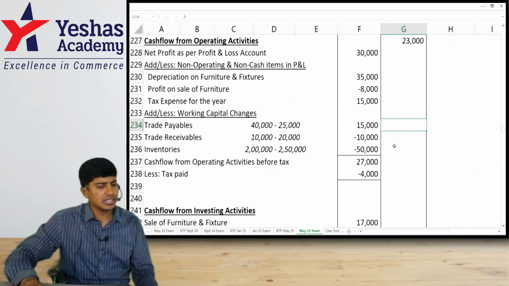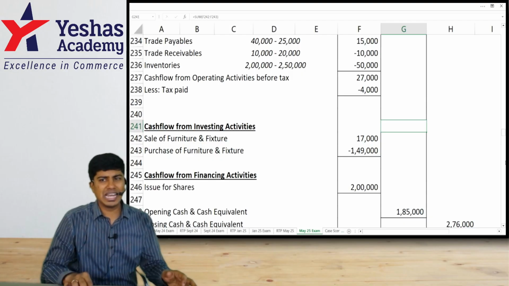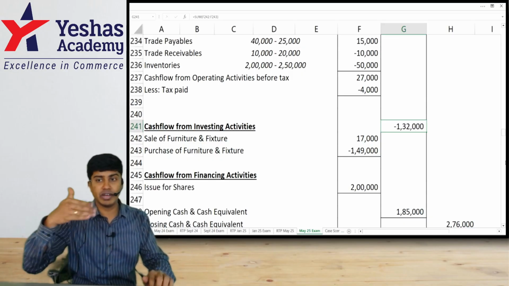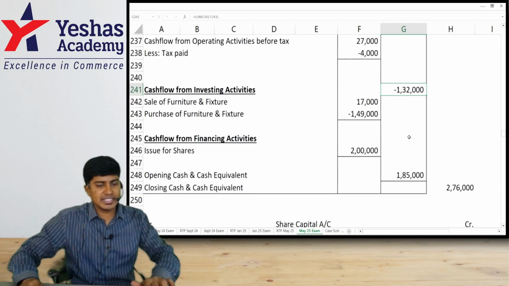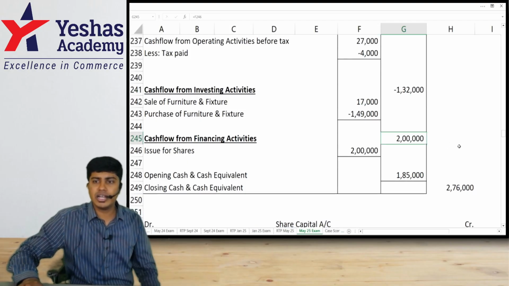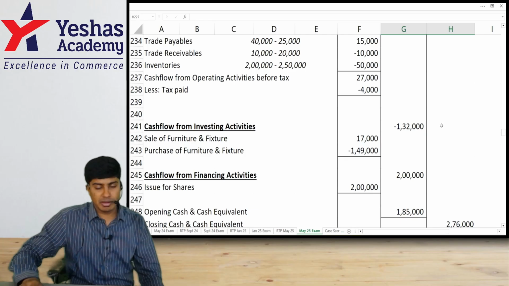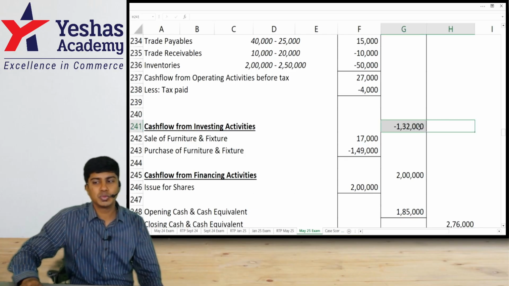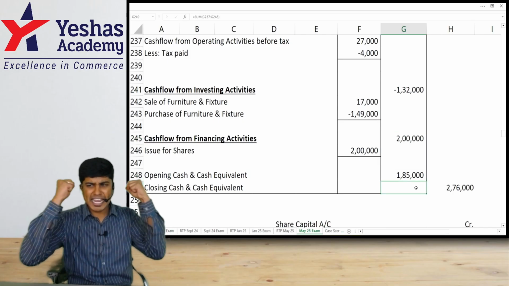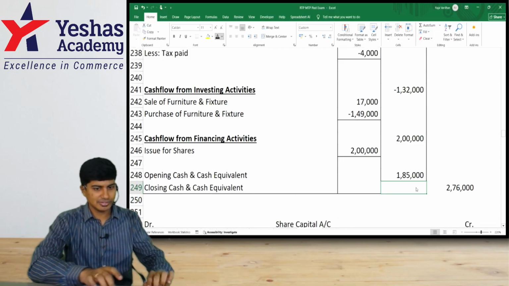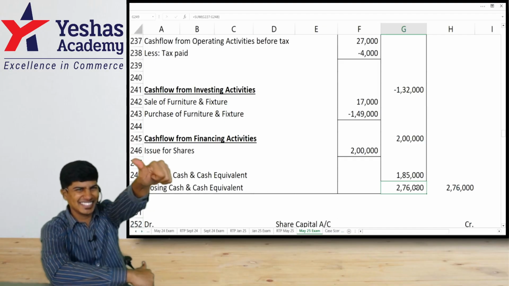Done with operating activities. Now see investing. 17 and minus 1 lakh 49. Can I say 1 lakh 33 minus outflow of 1 lakh 32? Sorry, 1 lakh 32 outflow. Check it out. Financing, 2 lakh positive. Take your calculator. Do 23,000 minus 1 lakh 32 plus 2 lakh plus 1 lakh 85,000. 2 lakh 76,000 is the closing cash and cash equivalent. Got this? 7 marks.